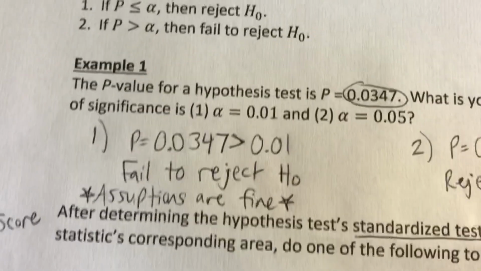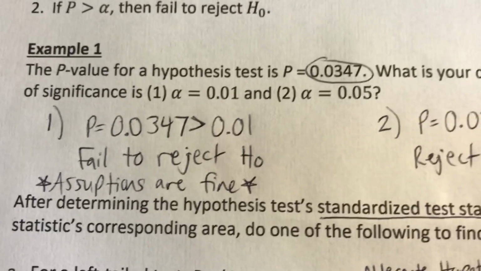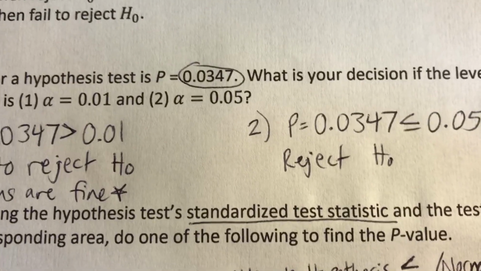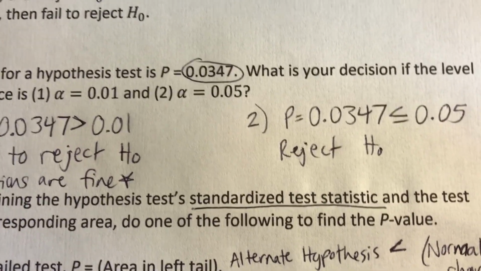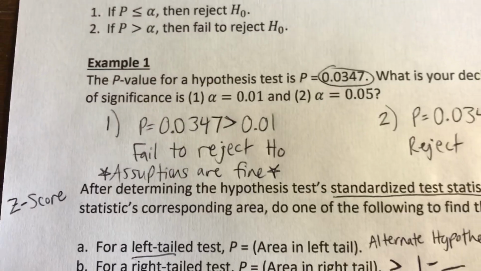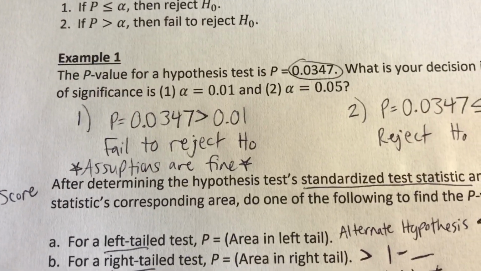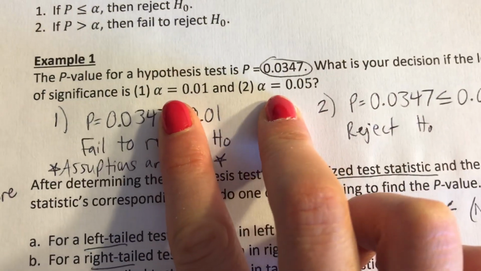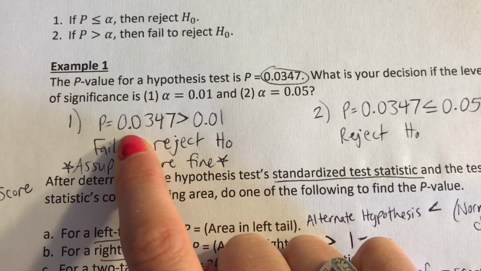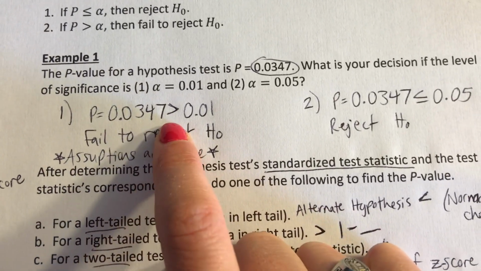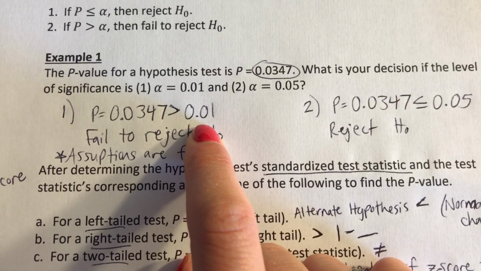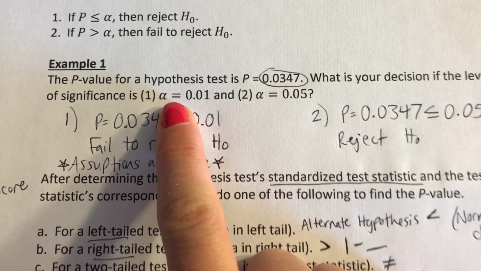Okay, let's look at this example. If the probability value for the hypothesis test is 0.0347, what is your decision if the level of significance is? So we have two problems we're solving. So the first one, 0.0347, is in fact greater than 0.01, which is our significance level.